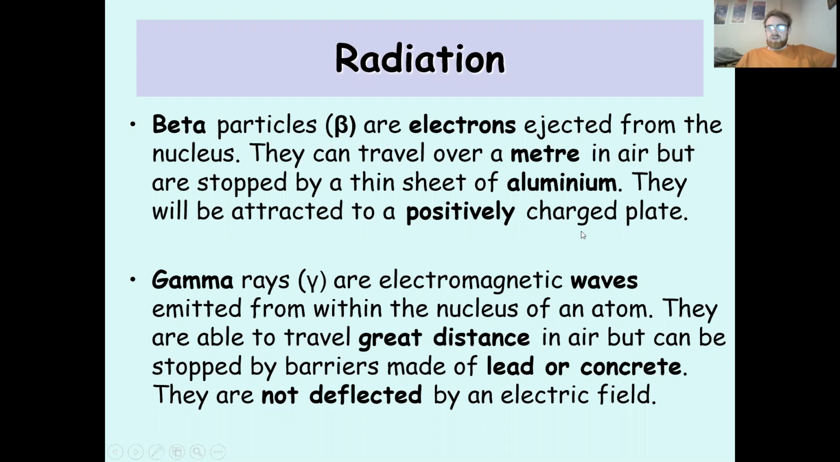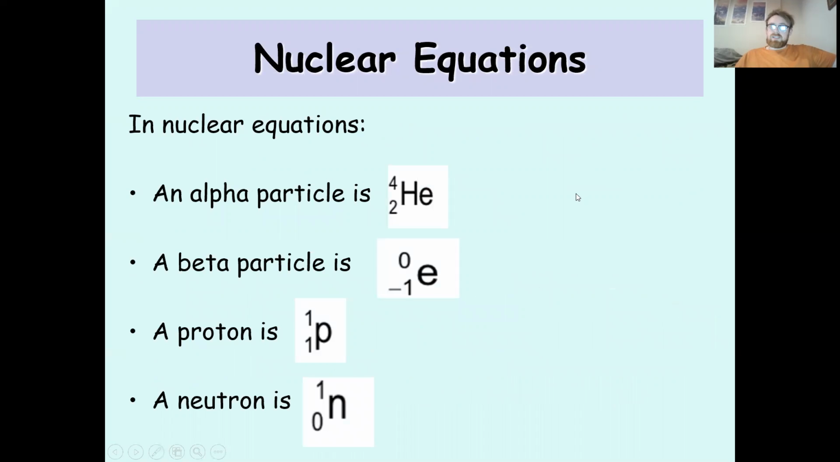Gamma rays are essentially electromagnetic waves, so it's the same type of wave as light, infrared. Okay, it's really highly energetic. They are the waves that are emitted from the nucleus of an atom, normally because the atom has rearranged itself in some way rather than kicked out a particle, and that rearrangement releases energy, and the energy comes in gamma rays. They can travel really far, but can be stopped by barriers made of lead or concrete, and they are not deflected by an electric field. Because they're not a particle, they don't have a charge, they're not going to get attracted to either positive or negative.